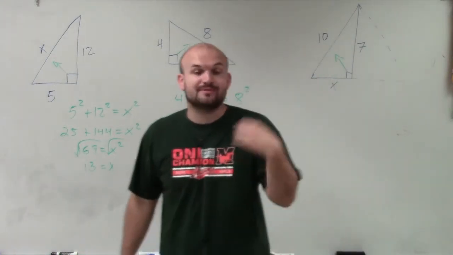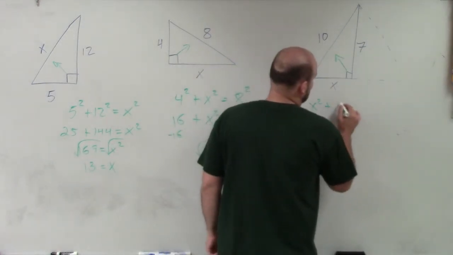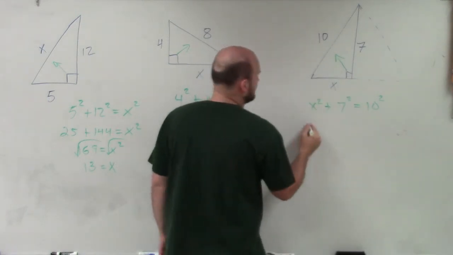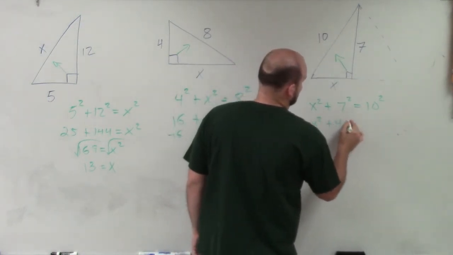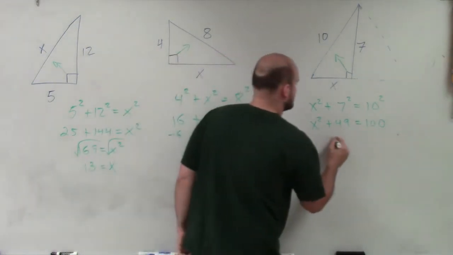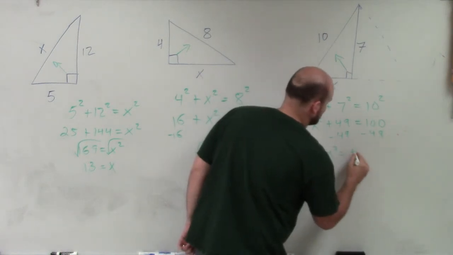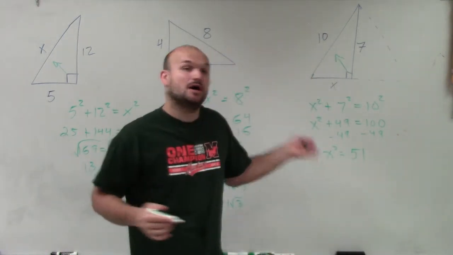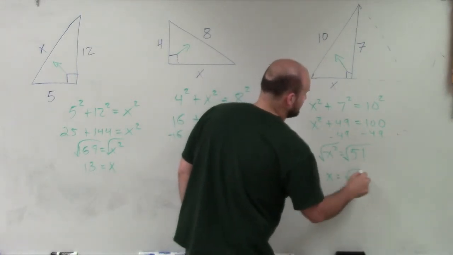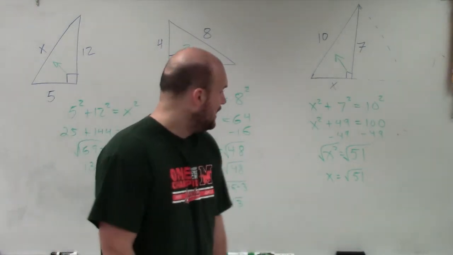Again, Pythagorean theorem: side squared plus side squared equals hypotenuse squared. So I have x squared plus 7 squared equals 10 squared. Now I square every term, so I have x squared plus 49 equals 100. To solve for x squared, I subtract 49, and I have x squared equals 51. To undo the squaring, I take the square root of both sides, and x equals the positive square root of 51.